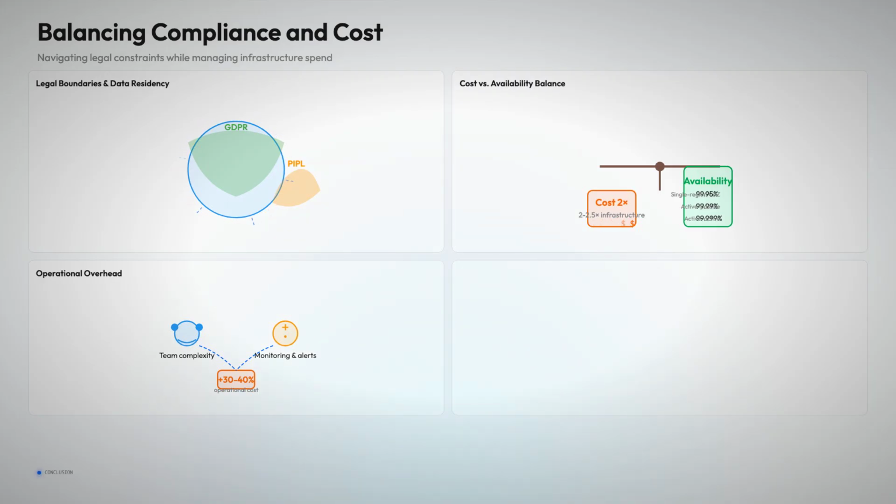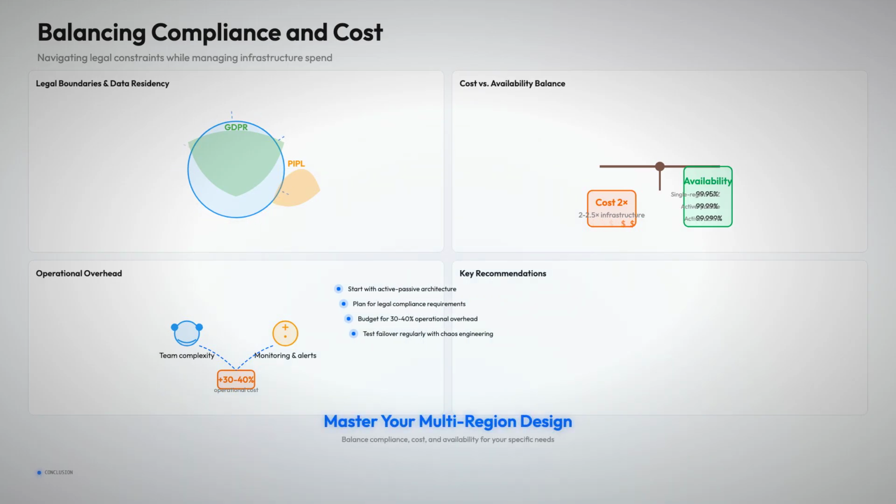Match architecture to SLAs. Single region with availability zones gives 99.95% uptime. Active-passive targets 99.99%. And active-active aims for 99.999%. Start with active-passive, plan for compliance, budget for overhead, and test failover regularly.